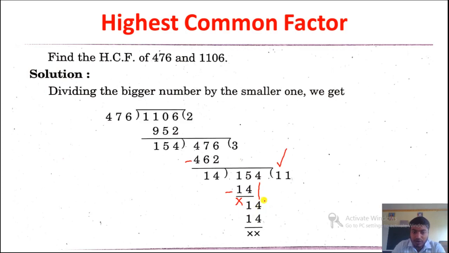Now it became 14. How many times will it go? 1 time. 14 into 1 is 14. Subtract, we get 0. So we got 0 here now.